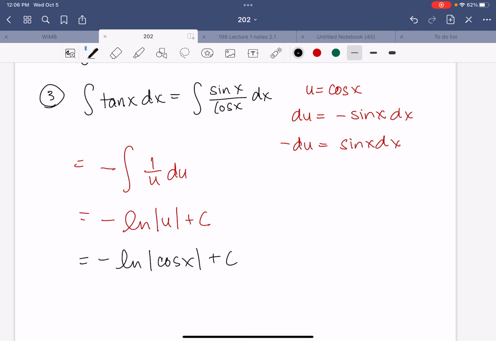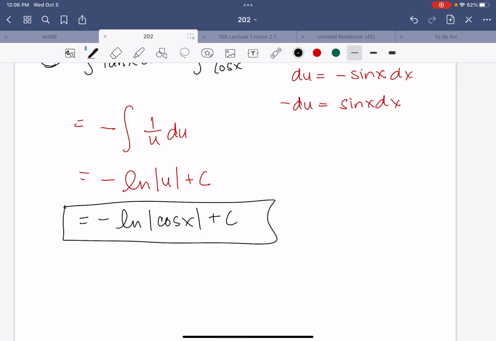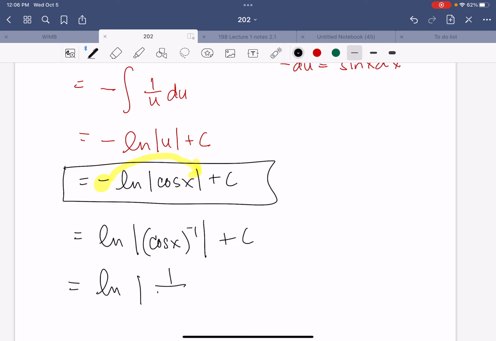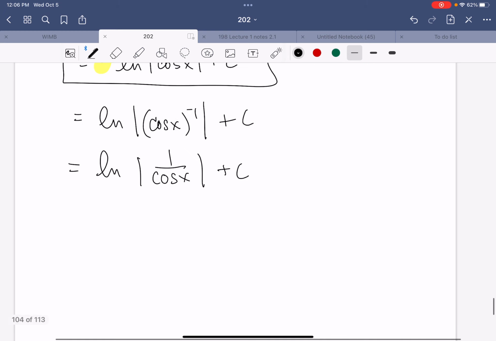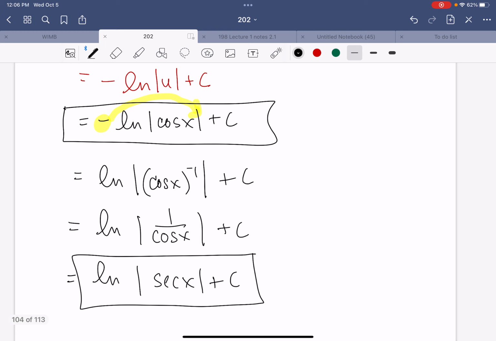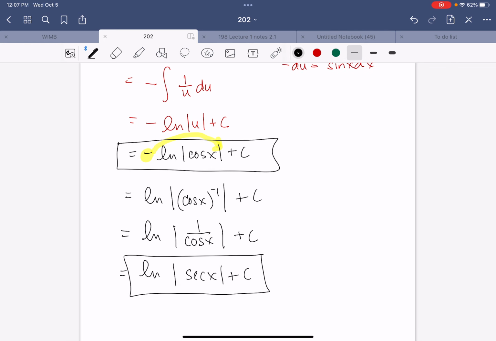Now the other option here, so this is totally fine. Perfectly acceptable answer, but using my log rules, I can put this negative 1 back up on here, right? And so that's going to give me the natural log of cosine of x to the negative 1, which is 1 over the cosine of x, right? And 1 over cosine x we know is secant x. So here's another option for the integral of tangent. If you look it up, it's likely to be the latter one here, the natural log of secant x. But the negative natural log of cosine x is exactly the same thing, right? There's just a little algebra difference.